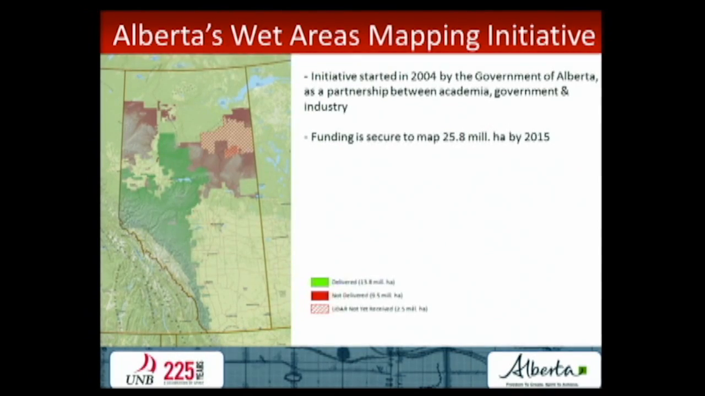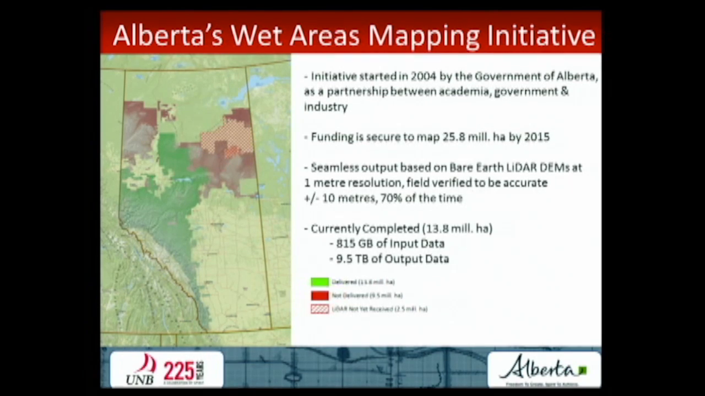Now a little bit more about wet areas mapping specific to this project in the province of Alberta. The initiative started in 2004 as a partnership between academia, government, and the forest industry. Funding is currently secure to map 25.8 million hectares by 2015. This project is not only large in scope, but also large in terms of data requirements.